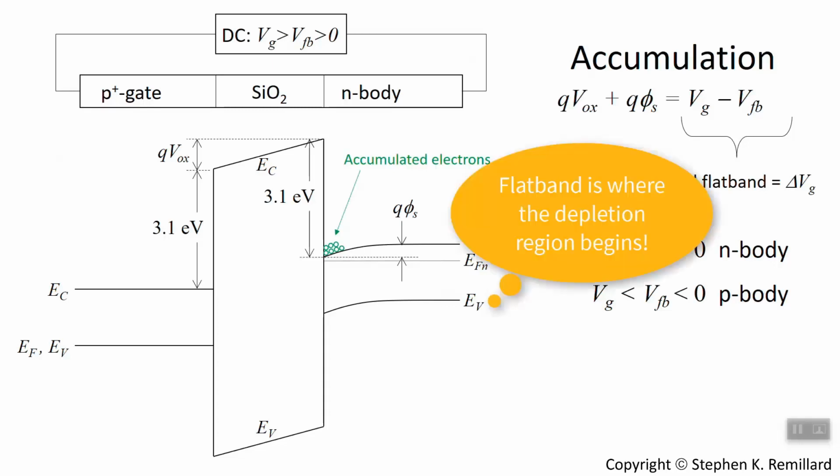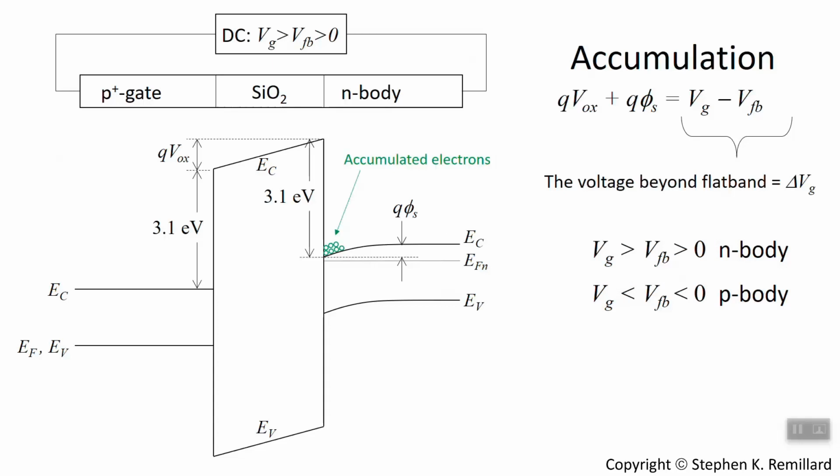Flatband is in the depletion region. The inversion is also included inside the depletion region. It's a special case of depletion that we're going to talk about this time. Let's start with a little bit about each of them.